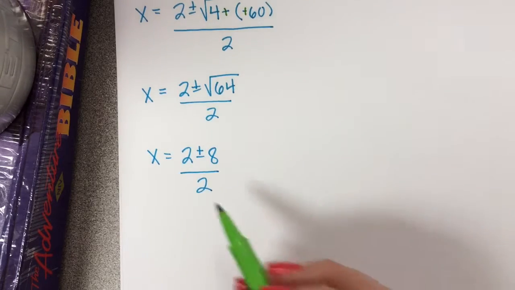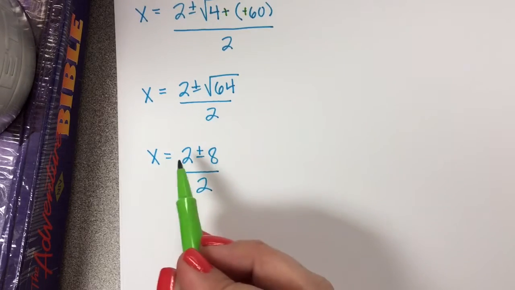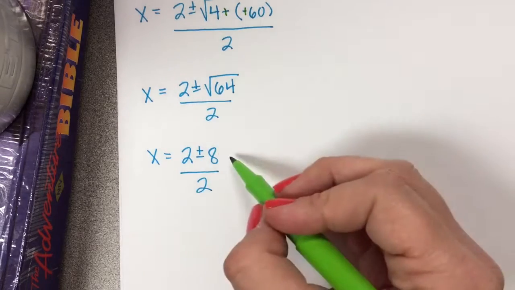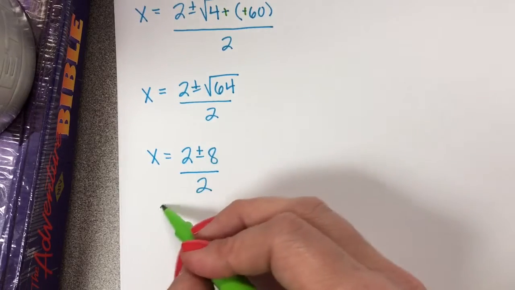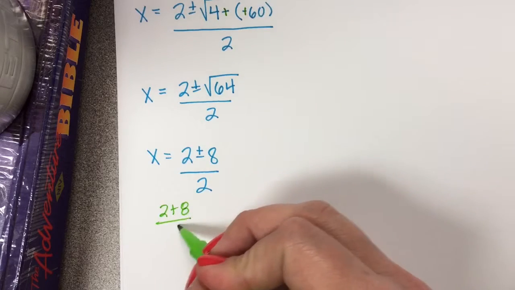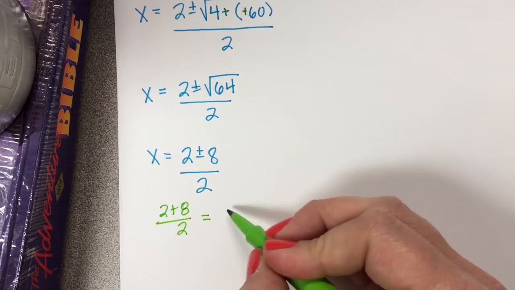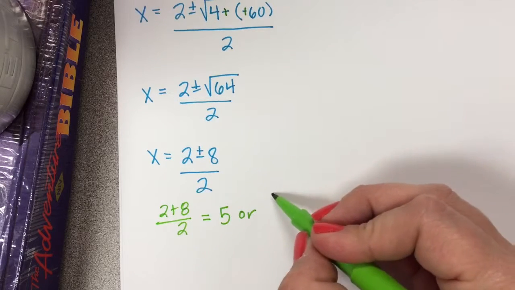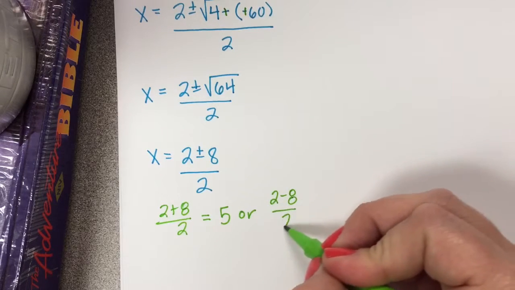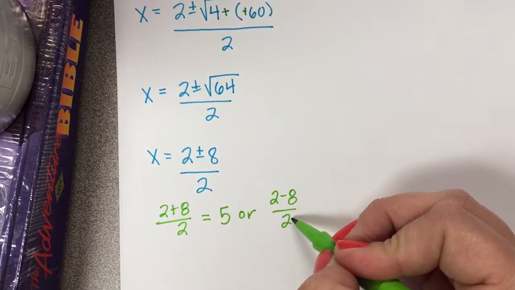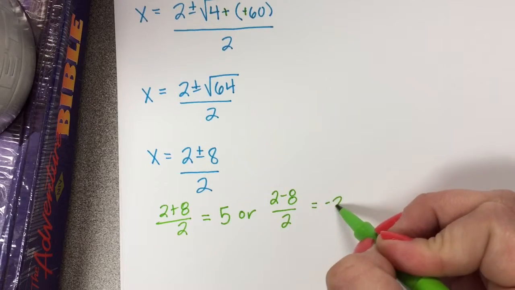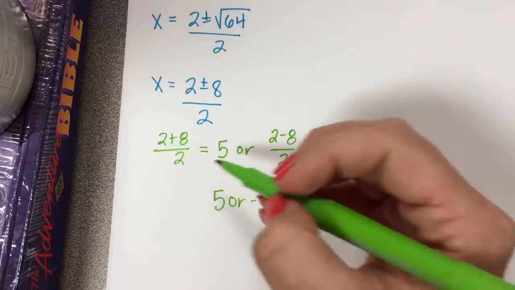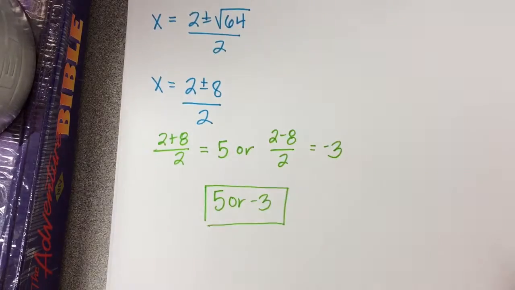Okay, and the fraction bar is a grouping symbol. So you always do what's on top first and then divide. So I can do 2 plus 8 over 2. So that's 10 over 2, which is 5. Or I can do 2 minus 8 over 2. 2 minus 8 is negative 6, over 2 is negative 3. So it's the same answers that we've got every other time.